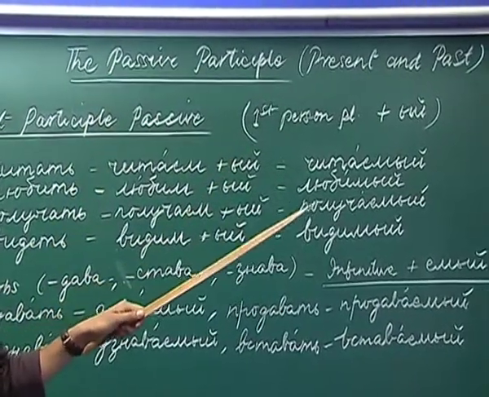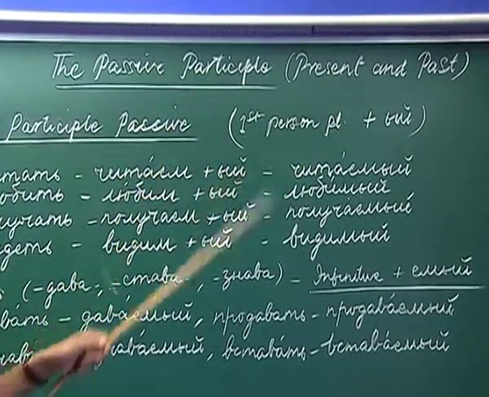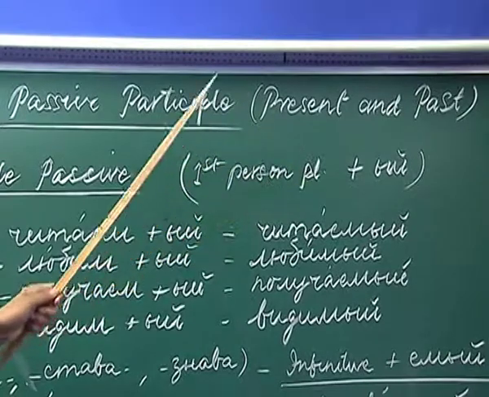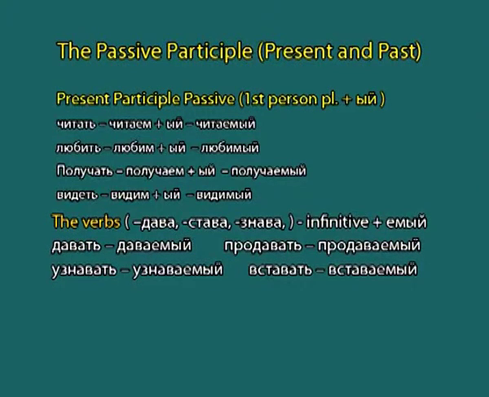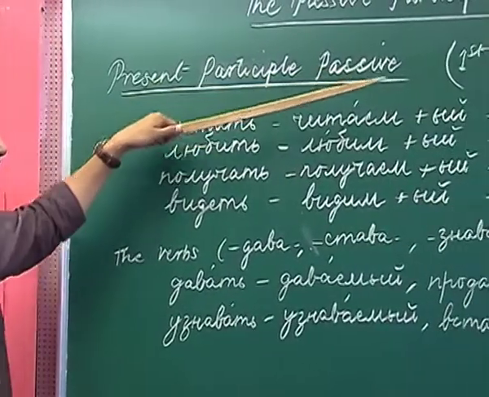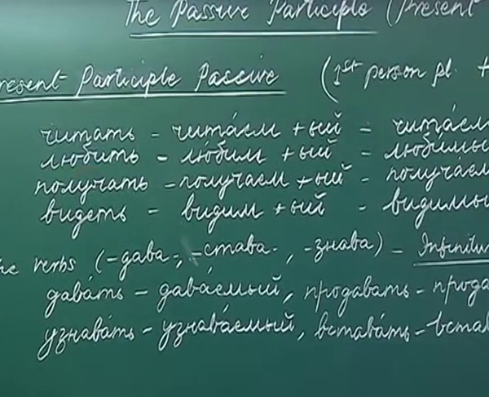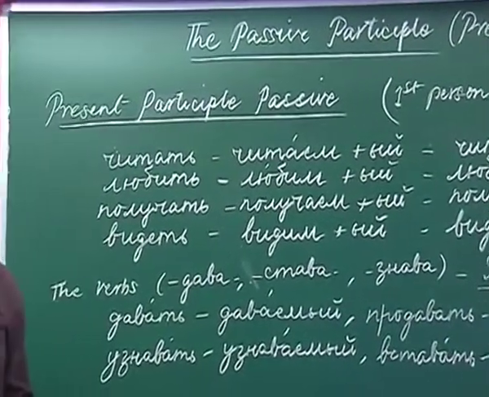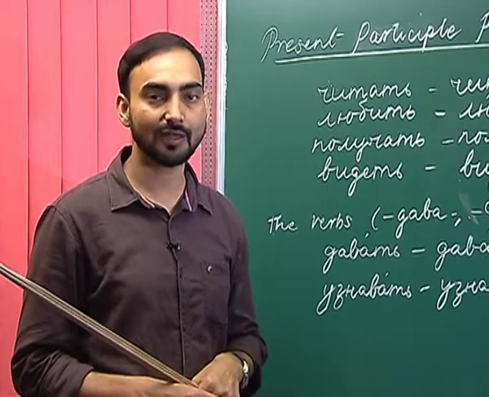They are further classified into present participle passive and past participle passive. Present participle passive denotes an action in the present tense, and past participle passive denotes an action in the past tense. So, let us first discuss the present participle passive. How do we form the present participle passive from the verbs? One more important thing to mention is that passive participles are only derived from transitive verbs. Transitive verbs you already know, transitive verbs are verbs which require a direct object.